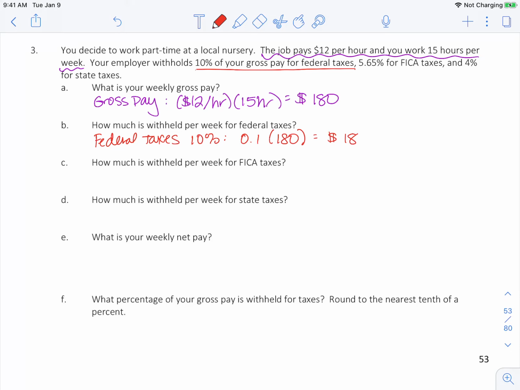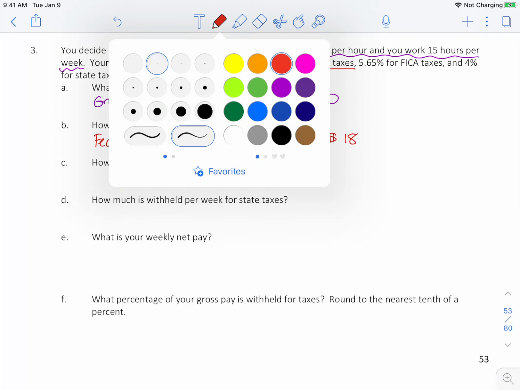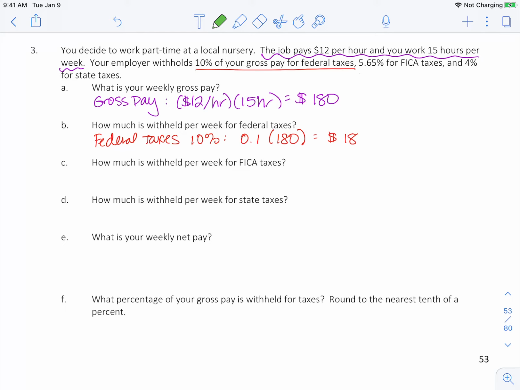Next, we're asked how much is withheld per week for FICA taxes. It says 5.65% for FICA taxes. So I would like you to please calculate this part. FICA is 5.65%. So we're going to do 0.0565 times our gross pay, the $180, and that's going to be $10.17.